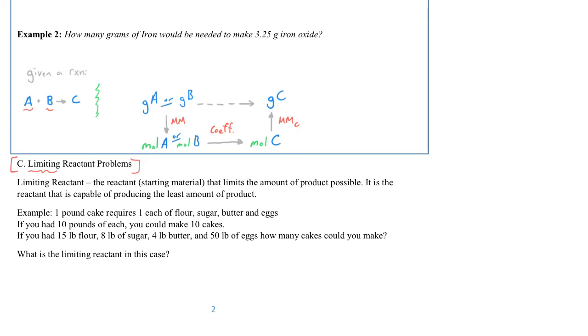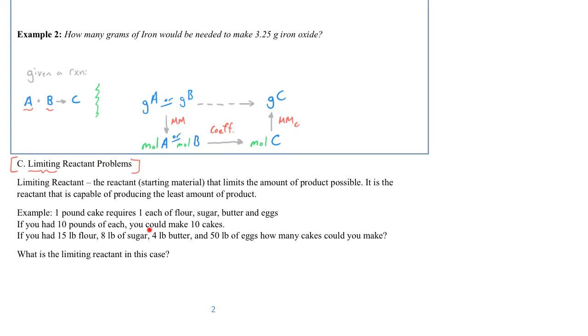Now, what if we didn't have 10 pounds of each? What if we had, say, 15 pounds of flour, 8 pounds of sugar, 4 pounds of butter, and 50 pounds of eggs? How many cakes could we make? Could we make 50 cakes because we had 50 pounds of eggs? Well, no. That's because we are limited by the amount of butter that we have.